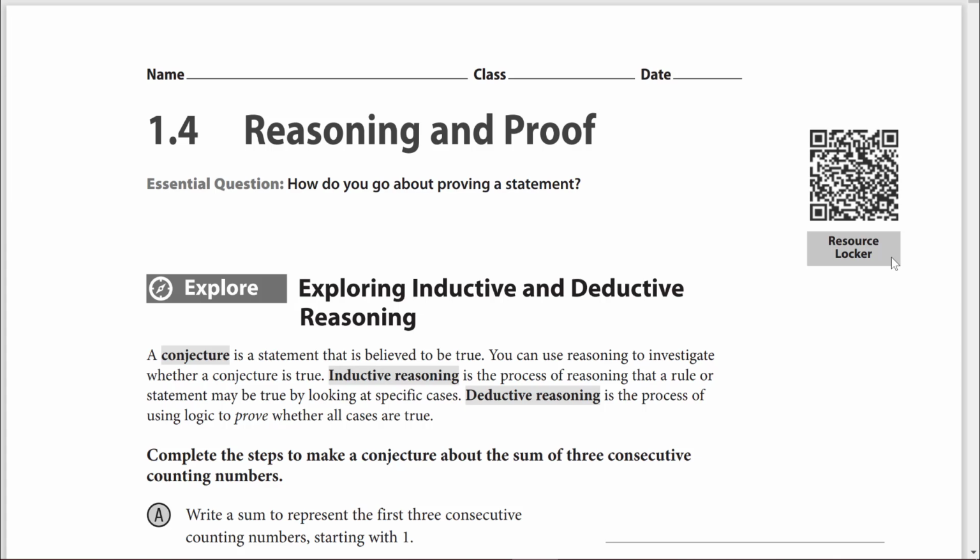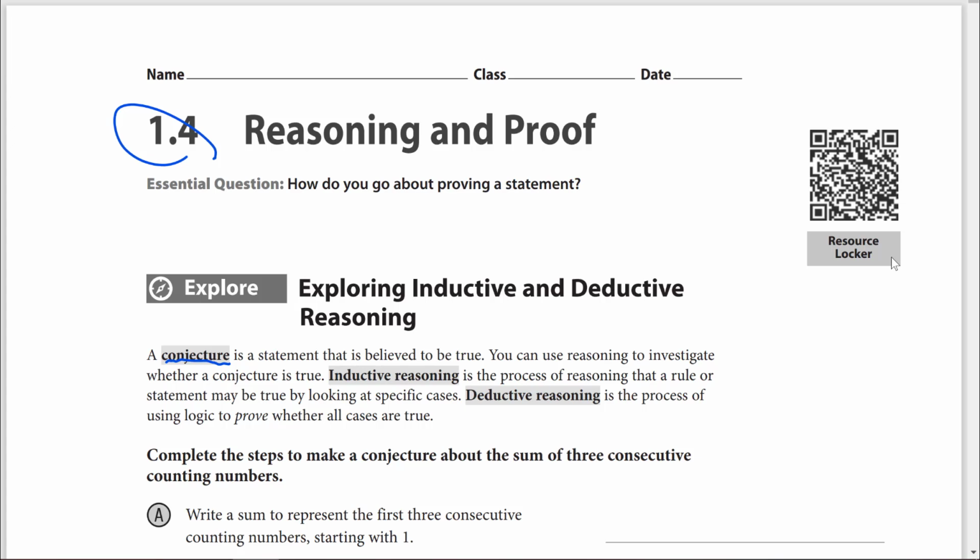Hello, geometry. So today we're going to be working on section 1.4, which is reasoning and proof. And we're going to start with a few definitions. The first is conjecture. Conjecture is basically a guess, but it's an educated guess. It's not throwing something out of left field. It's based on what you know and logical reasoning. What do you think is true?